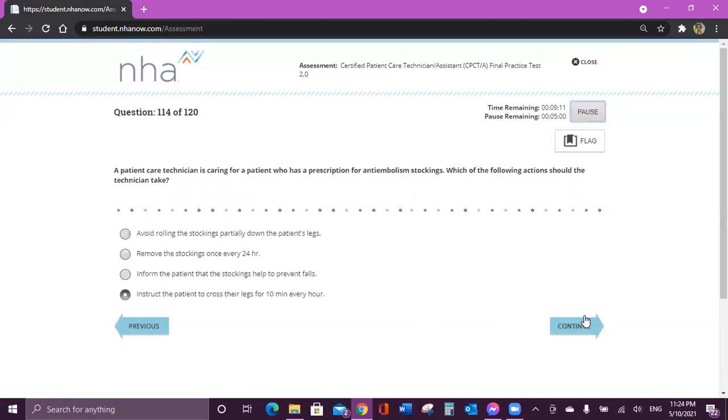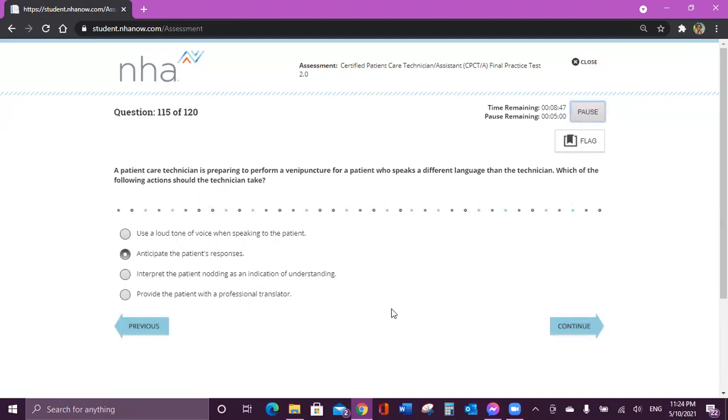A patient care technician is caring for a patient who has a prescription for antiembolic stockings. I don't know what that is. Which of the following actions should the technician take? Stroking. I don't know what that is, move on to the next one.